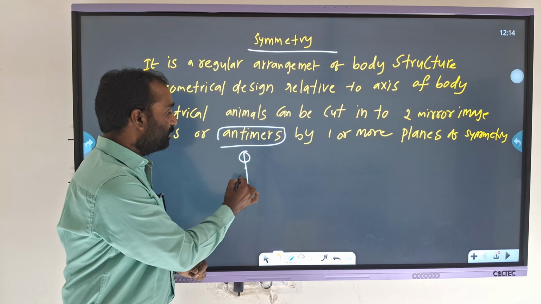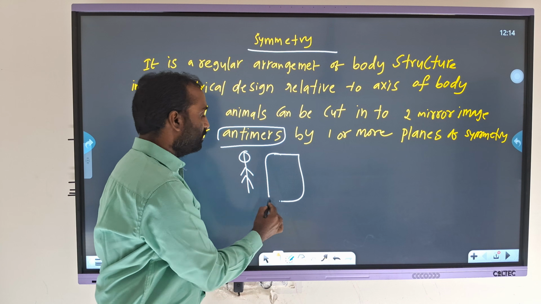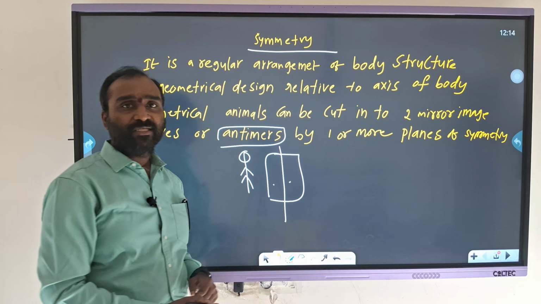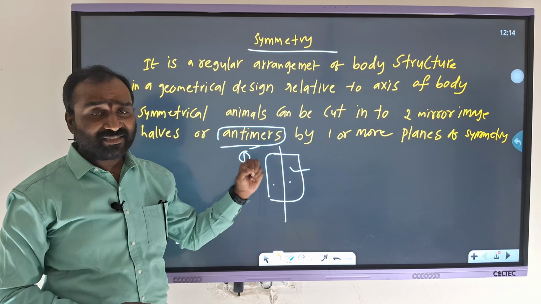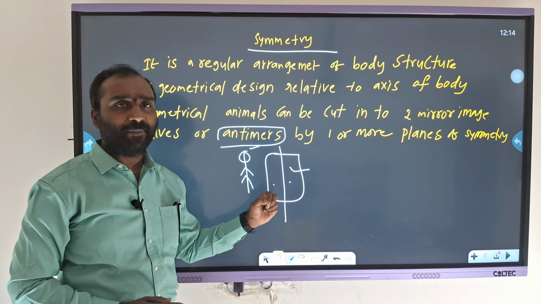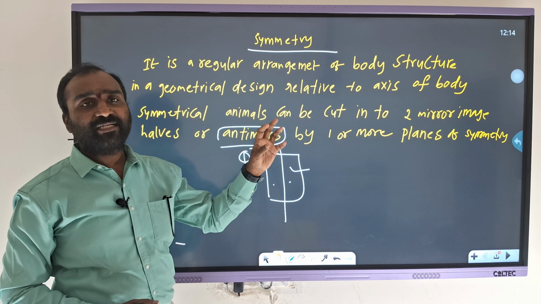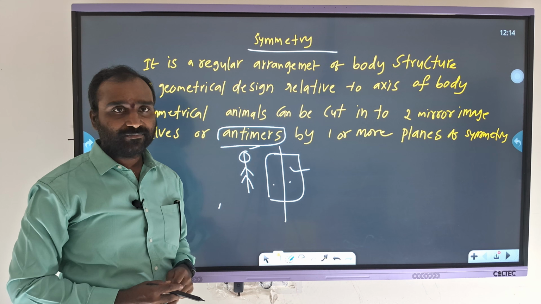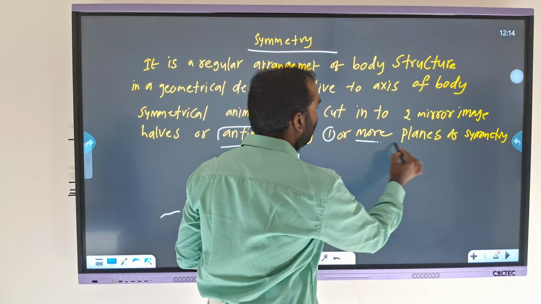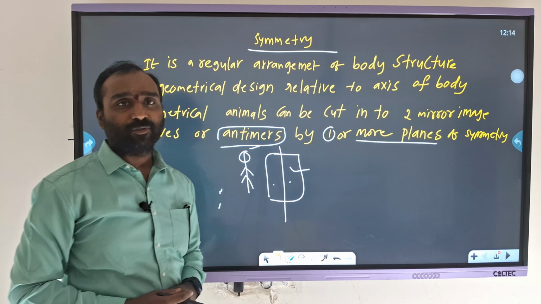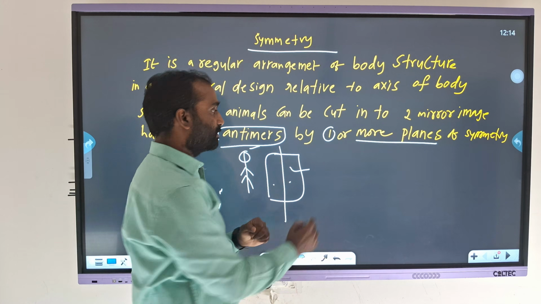Suppose you take a human being, am I clear? We will find two equal halves. These two equal halves are known as antimers. An antimer is nothing but a dividing part or symmetrical part of the animal which has the symmetry. Got it? And either one or more planes. This is also important. And this symmetry has various types.